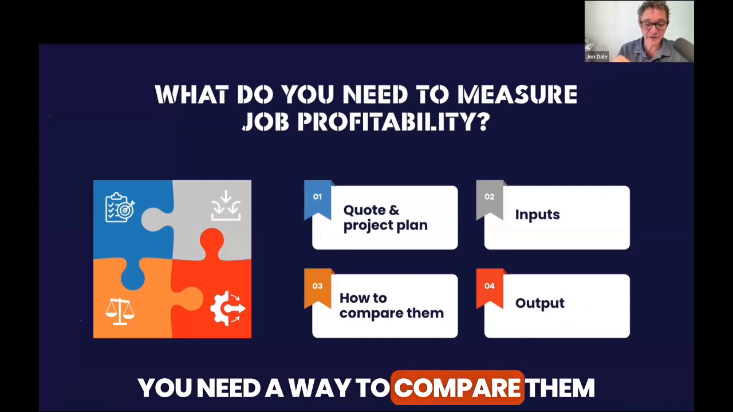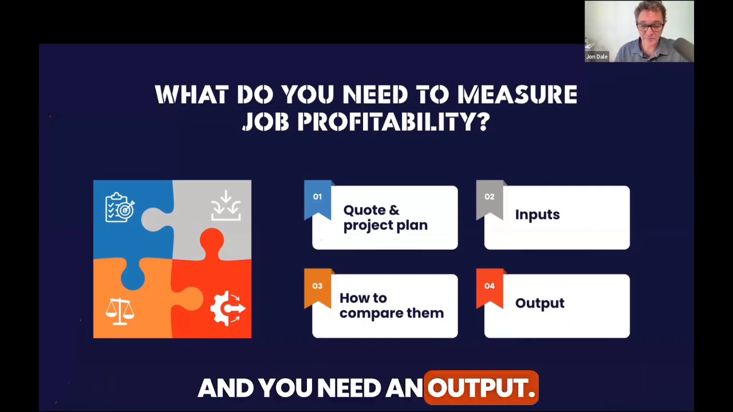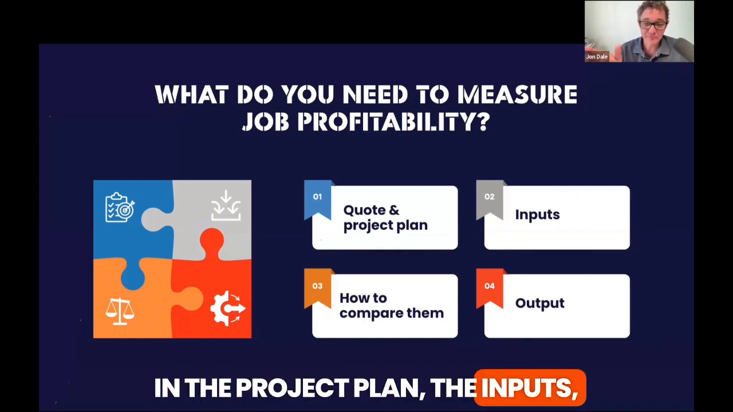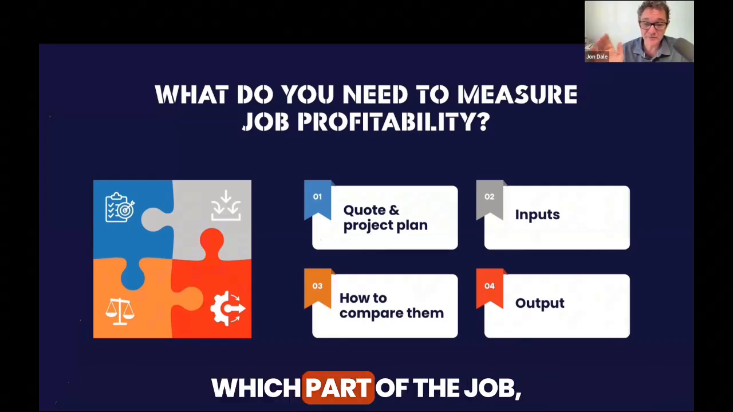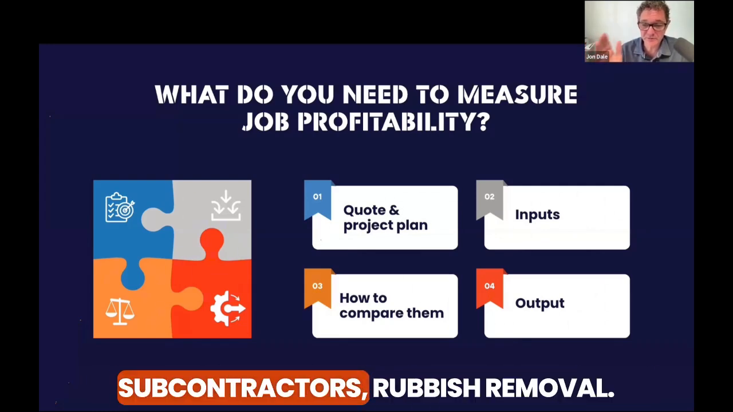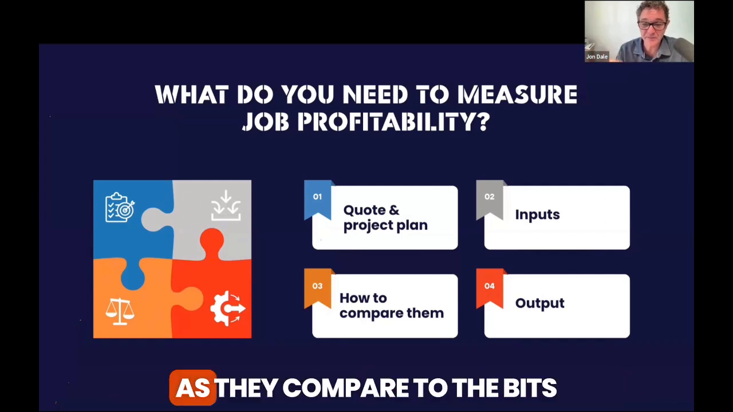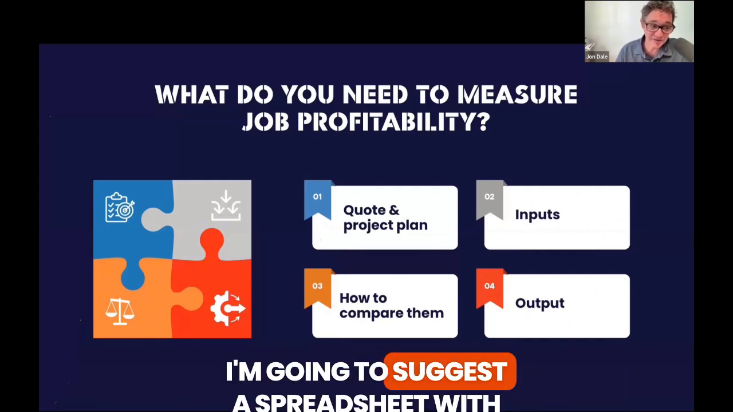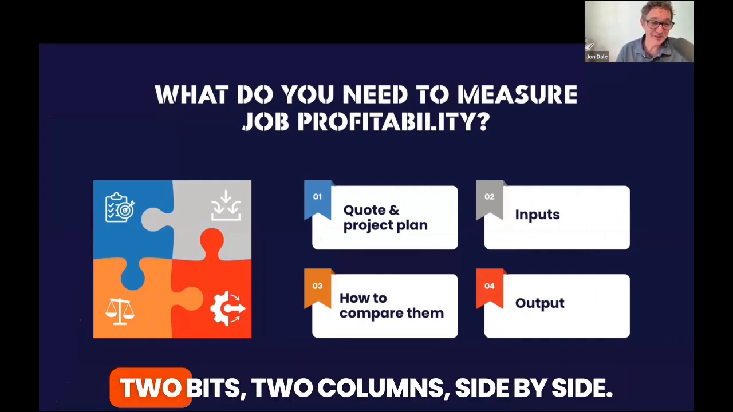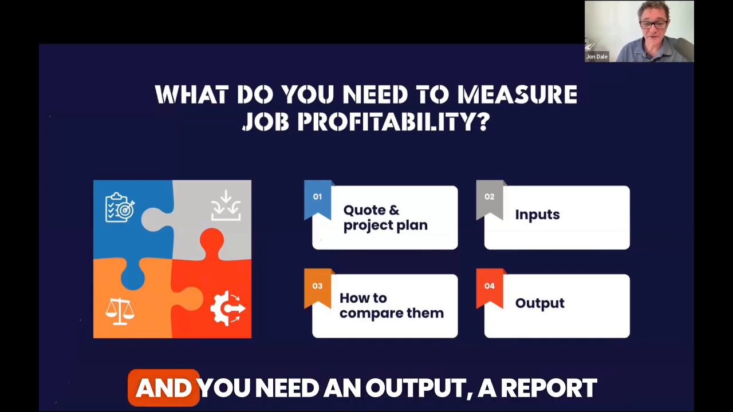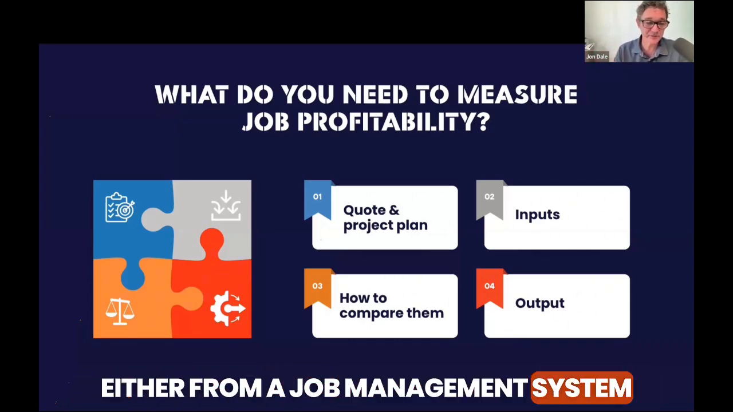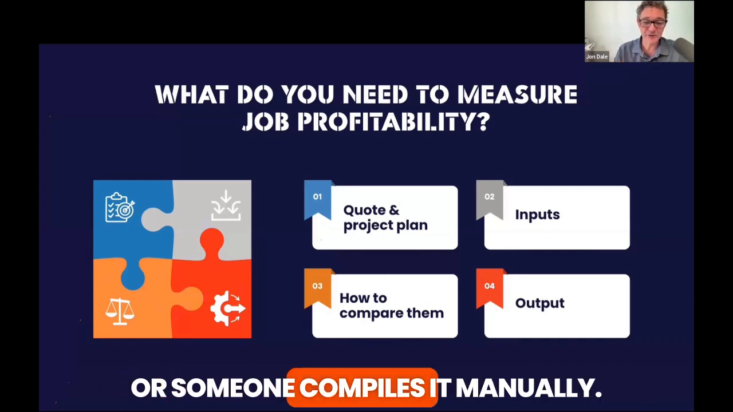You need a way to compare them, and you need an output. So you need the quote and the project plan, the inputs, the labor hours and where they went, which part of the job, the materials, hire equipment, subcontractors, rubbish removal, as they compare to the bits in the estimate. You need a way to compare them. I'm going to suggest a spreadsheet with 2 columns, side by side, so you can see them. And you need an output, a report maybe that you can trust, which comes either from a job management system or someone compiles it manually.